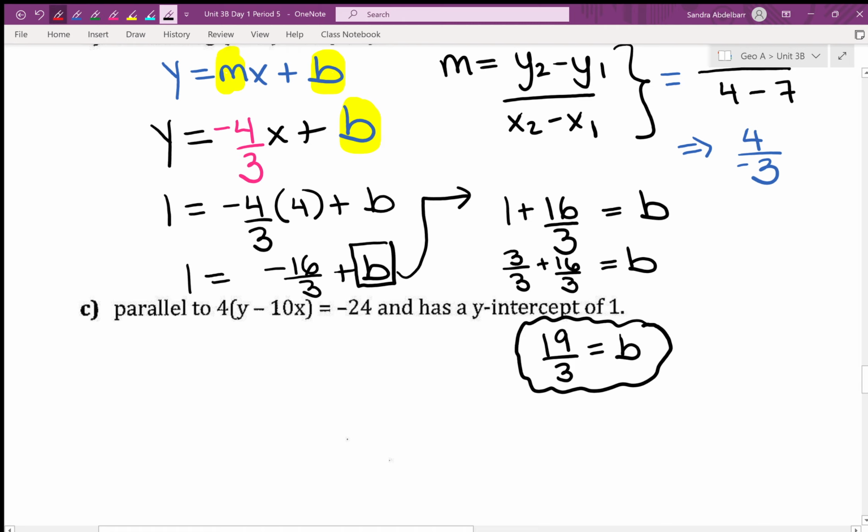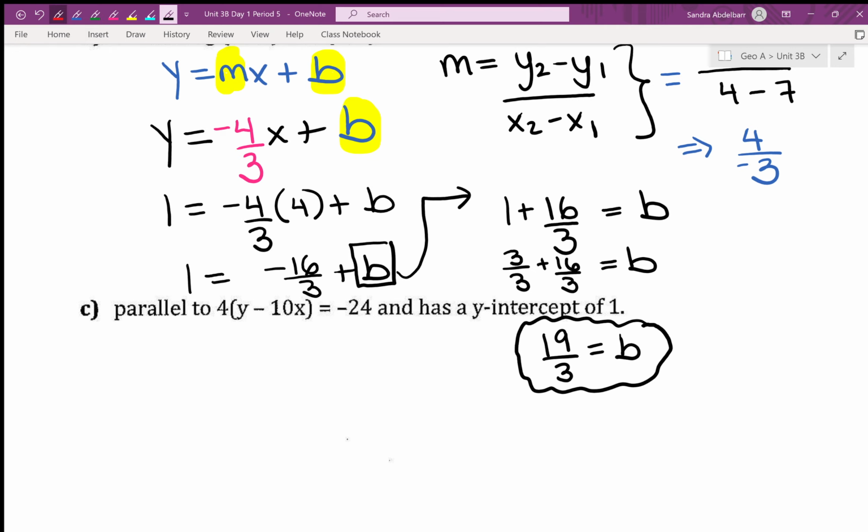Okay, so do I have an m? Oh, yes, Bryce. How'd you get the 19 over 3? Did you know we had to add 16 over 3 on both sides? Yes. So that brought us to this step. So we're at 1 plus 16 over 3. Well, I can't add a whole number in a fraction. I need the same denominator to add.